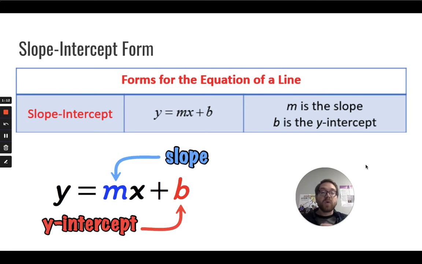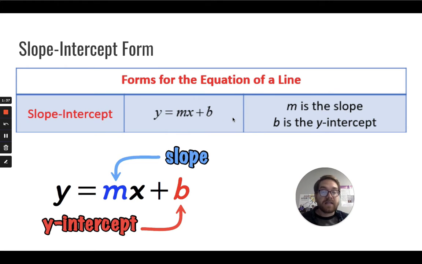Now, as I said, there are multiple ways of writing the equation. What we're looking at is one of the most general, most regular ways that we write it and work with it. We want to break that down and make sure we understand what's going on there. It's called slope-intercept because the two main parts are the slope and the intercept, or what we call the y-intercept. And so y equals mx plus b is the slope-intercept form.